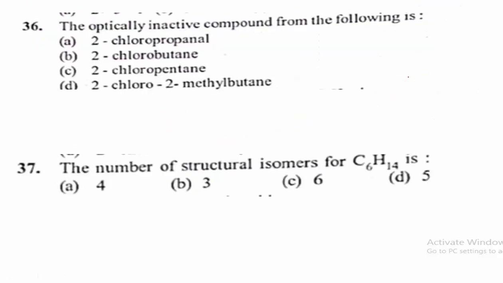Next, question number 36, students. Optically inactive compound from the following is. Options are given. Option A, 2-chloropropane. Option B, 2-chlorobutane. Option C, 2-chloropentane. Option D, 2-chloro-2-methylbutane. Students, just to recall the points or conditions to be observed, the compound shows optical activity.